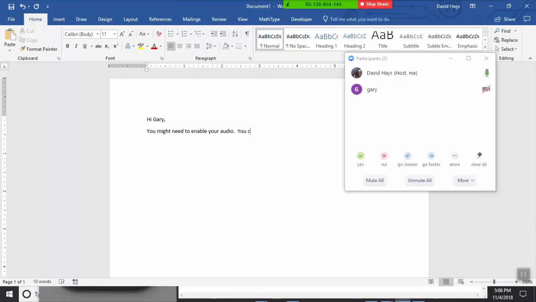You can put your mouse over the bar at the top and it should drop down, and you can pick an audio option. Then click connect. It says something like connect by computer.